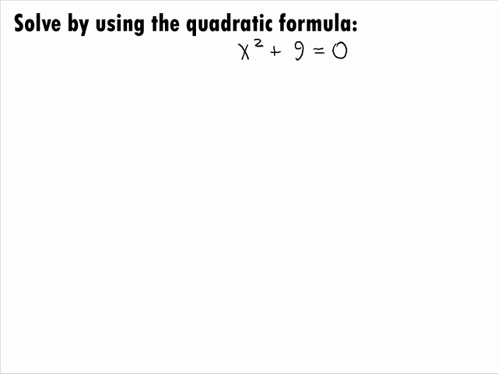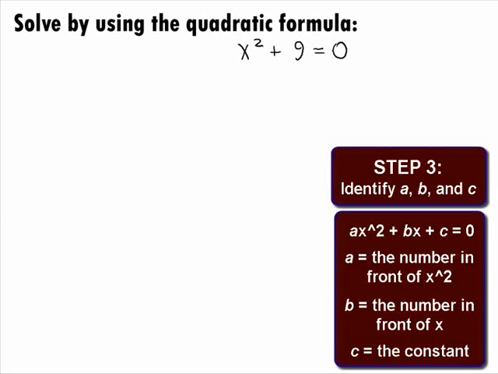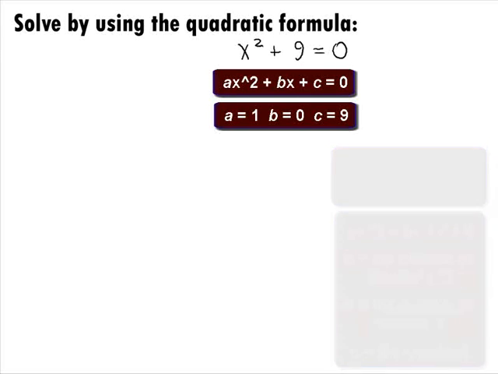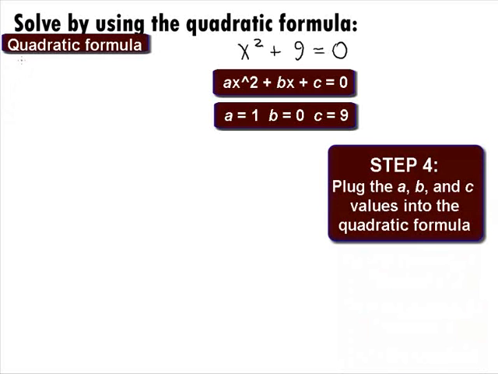In step 3, we want to identify a, b, and c. In standard form, a is the number in front of x squared, b is the number in front of x, and c is the constant. We want to make sure that we keep the sign that is in front of each of those numbers. For our problem, that means a equals 1, and since the x term is missing, this means b equals 0, and c equals 9.